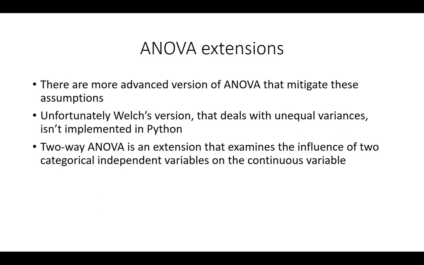By the way, Chen, I think it was you asking me about which things are not implemented in Python. And here you have one example. Unfortunately, the Welch version that deals with unequal variance is not implemented in Python. But again, like I said, I think most of the time it's fairly robust. And you can take other implementations if you want. And there is also the two-way ANOVA, which is another extension that can examine the influence of two categorical variables on one continuous variable. So it's a more complex version, but we won't go into it in more detail.